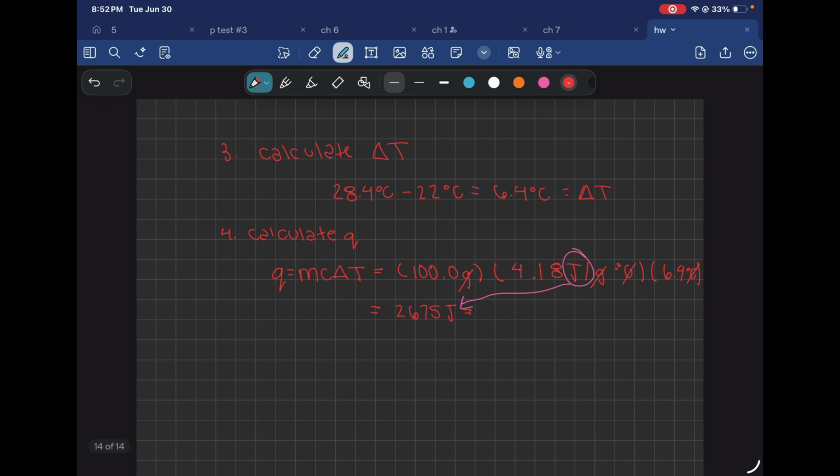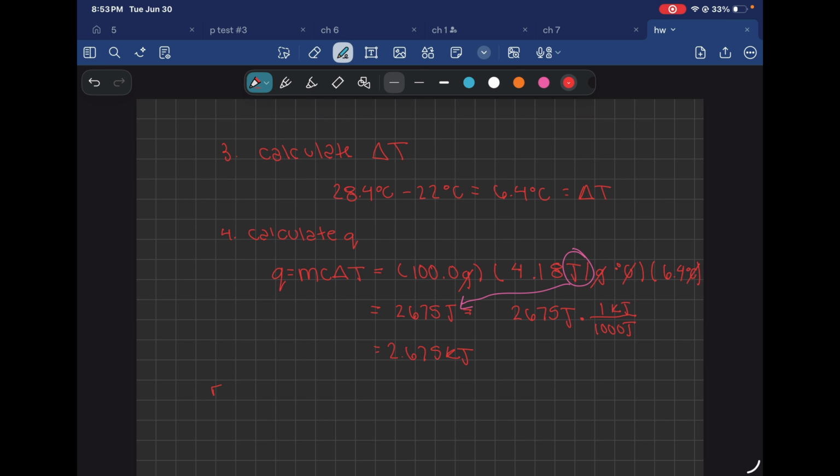So let's do 2,675 joules times 1 kJ for every 1,000 joules. That is the conversion for this. And that gives us 2.675 kilojoules. Now that we're left with our kilojoules, we can finally calculate our final step.